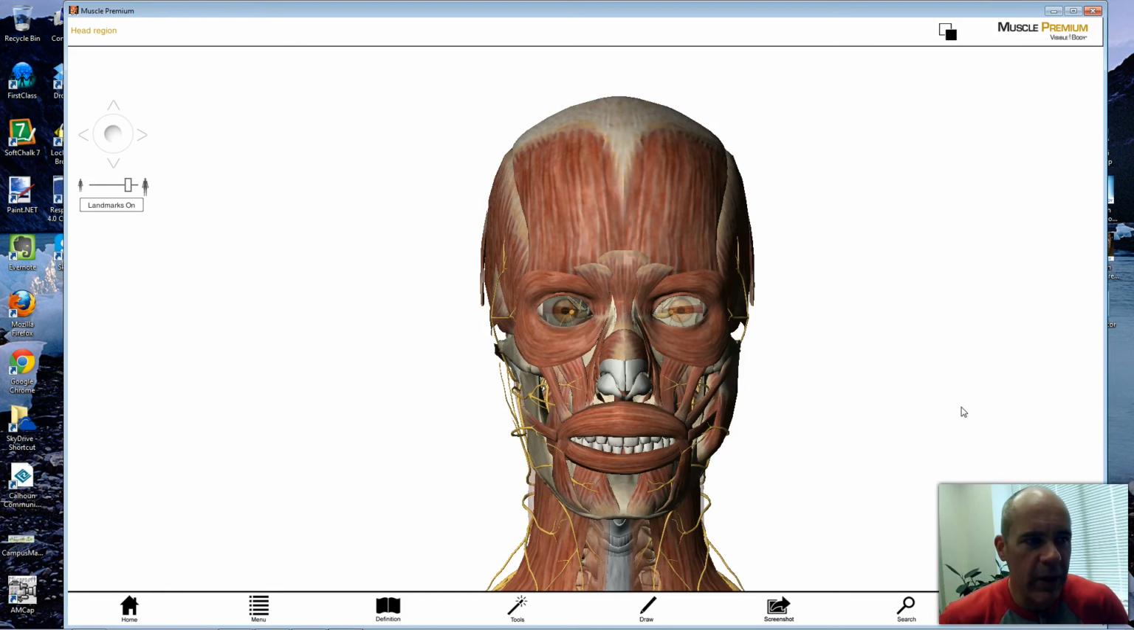All right, hello everybody. We're going to start covering the anatomy of the muscular system, and we're going to start off with the craniofacial and neck muscles. So that's why I have a muscle head up here for us to start off with.